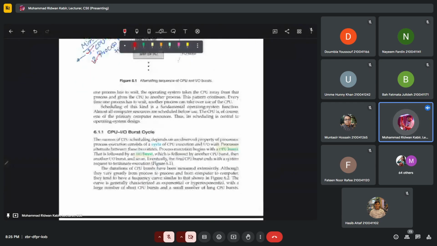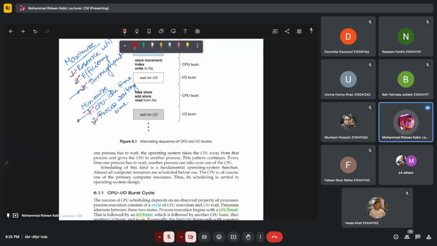Before we go into that, we'd need to understand how the CPU and IO operations work in the operating system. The first thing is that what is referred to as a CPU burst is whenever you're doing something related to, let's say, calculation or some sort of logical operation. So CPU intensive tasks are normally covered in the CPU bursts. All right.